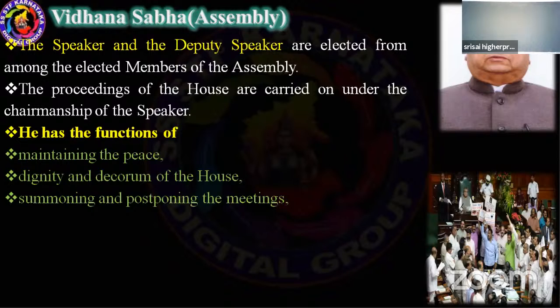Summoning and postponing the meeting. He will call the meeting according to the guidelines of the state government, and also if it is necessary, he may postpone that meeting to the next day or to a particular date.